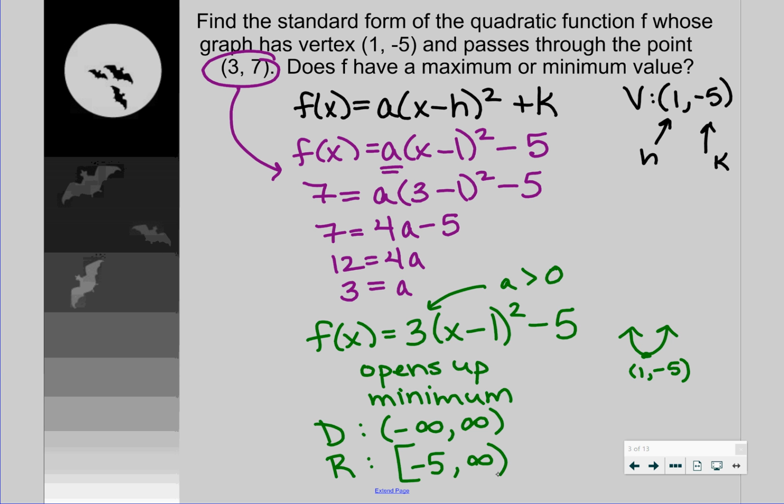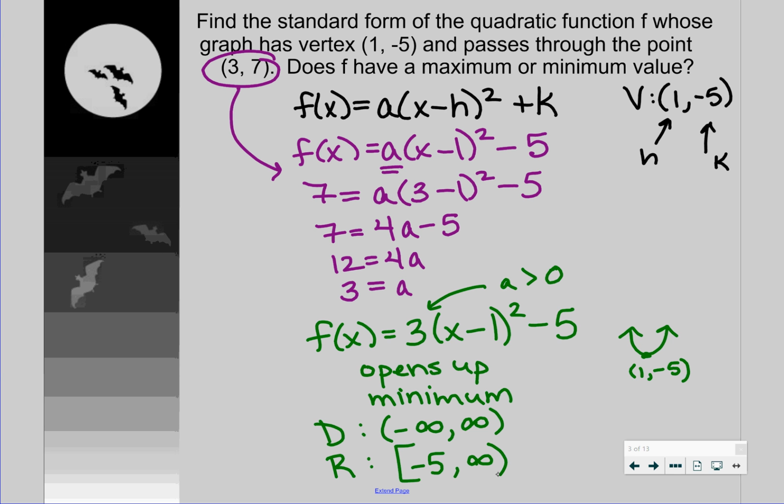Your range for these graphs will always be either everything above the vertex if it opens up, or everything below the vertex if it opens down. And your domain will always be all real numbers. These are not going to have a variable in the denominator. They're not going to have a square root, so the domain is always all real numbers. So those are usually pretty easy to get. We don't have to worry about doing inverses and making it complicated.